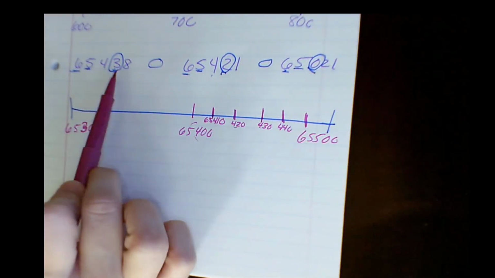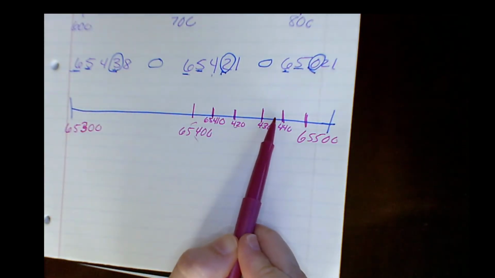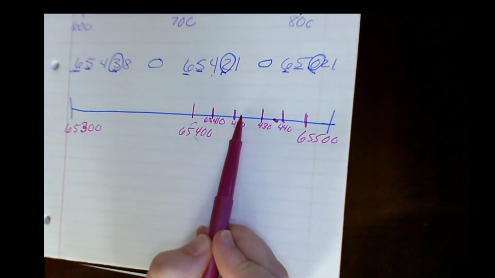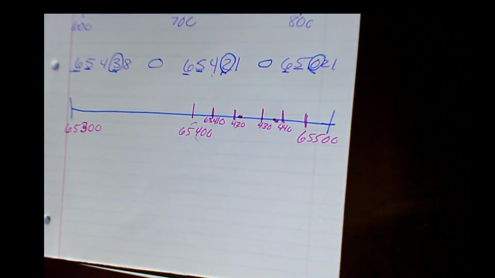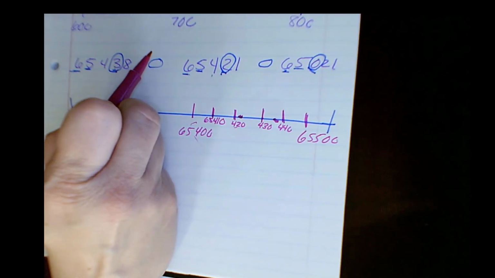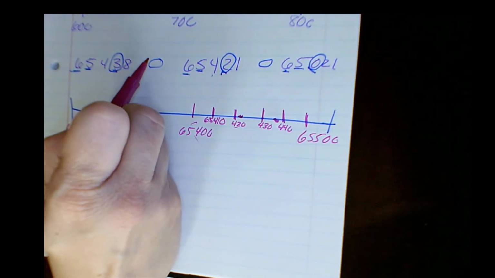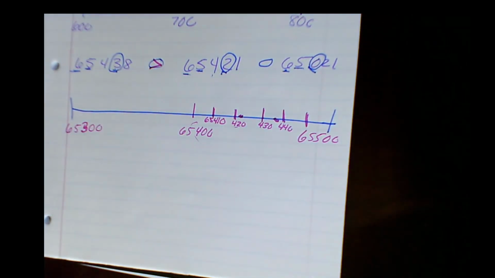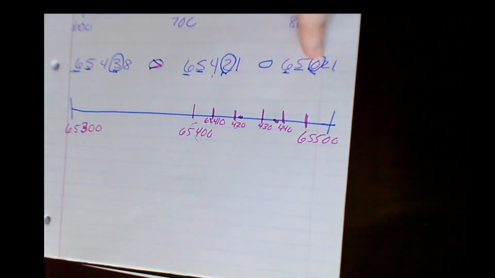So here, 438 would go around here. 421 would go here. Which one's smaller? The 421. So in our notes, we would put 65,438 is greater than 65,421.